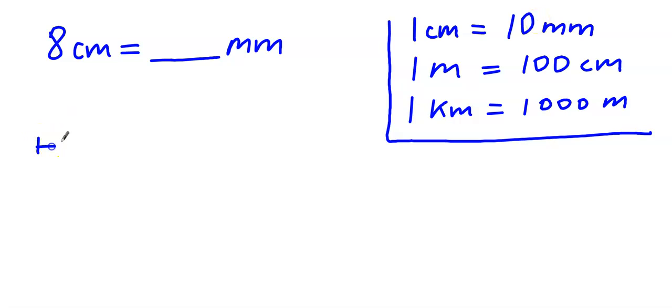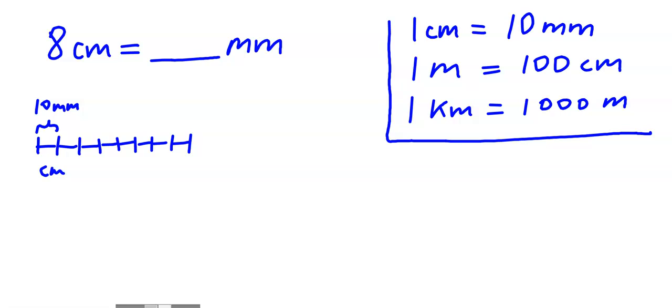So if these were centimeters and we have 8 of them, 2, 3, 4, 5, 6, 7, 8, and each one of these centimeters, 1 centimeter is 10 millimeters. We have 8 of them, we have to multiply it by 8. So if there's 10 of them, we can multiply 8 by the 10, and the answer is 80.